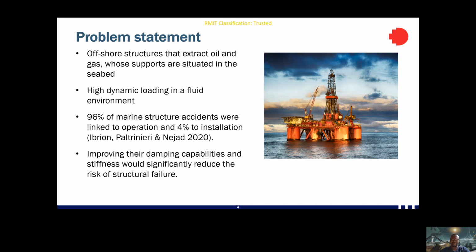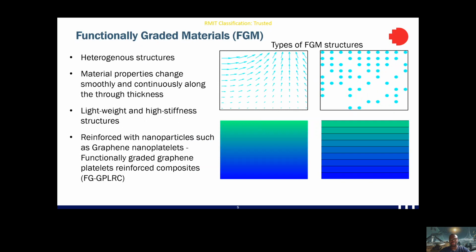They experience high dynamic loading, and it was determined that 96% of marine structure accidents were linked to operation, whereas only 4% were linked to the installation process. And improving their damping capabilities and stiffness would significantly reduce their risk of structural failure. And so this has led engineers to seek solutions in composite structures.